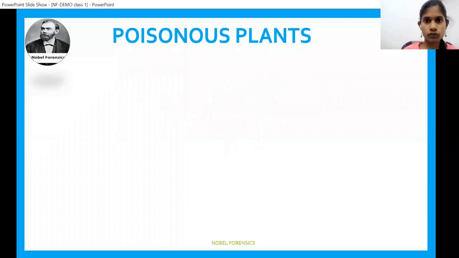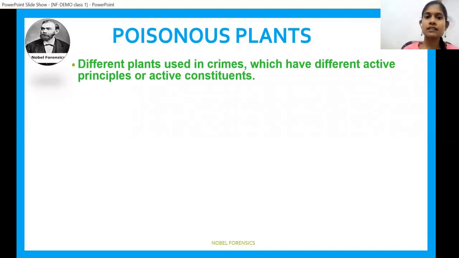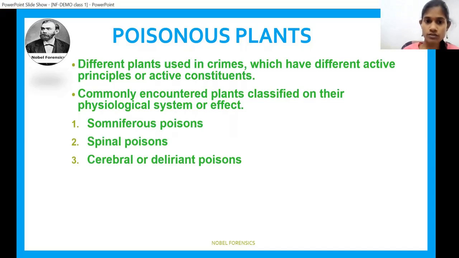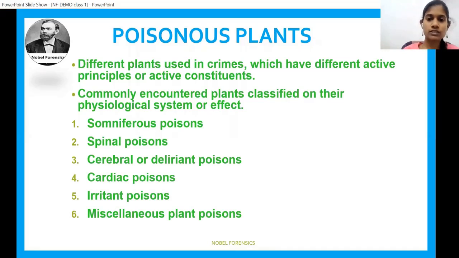I added only a few things in the poisons. Poisonous plants. I just added poisonous plants. Different plants are used in crimes, which have different active principles or active constituents, and they are commonly classified based on their physiological effect. Then there are somniferous poisons, spinal poisons, cerebral or delirium poisons, cardiac poisons, irritant poisons, and miscellaneous plant poisons.